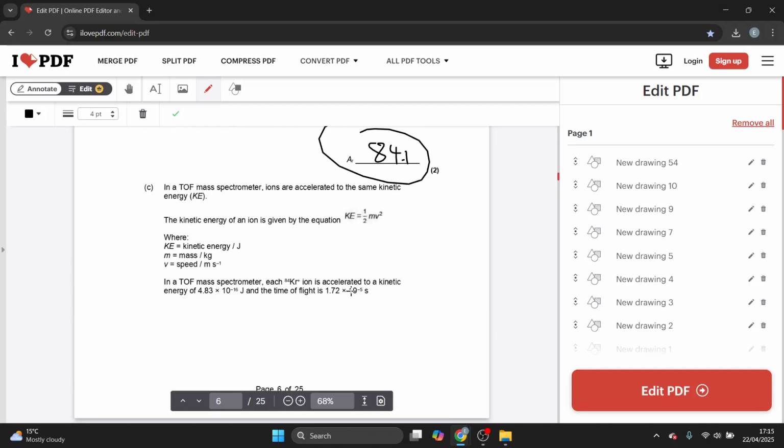In a time of flight mass spectrometer, ions are accelerated to the same kinetic energy. The kinetic energy of an ion is given by the equation KE equals a half mv squared. Each ion is accelerated to a kinetic energy of this, and the time of flight is that.